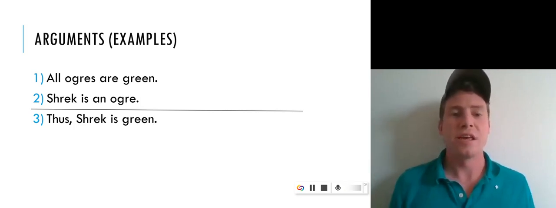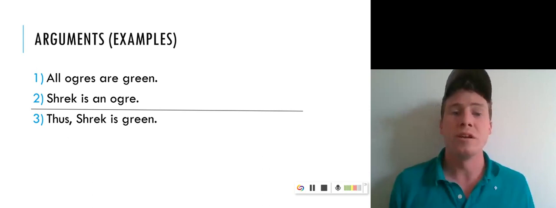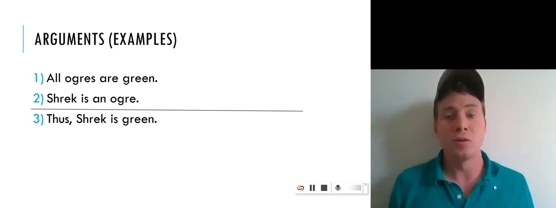Let's look at another example. All ogres are green. Shrek is an ogre. Thus, Shrek is green. This again is a valid argument. If it's really the case that all ogres are green, every ogre is green, and Shrek is an ogre, then Shrek's got to be green too.